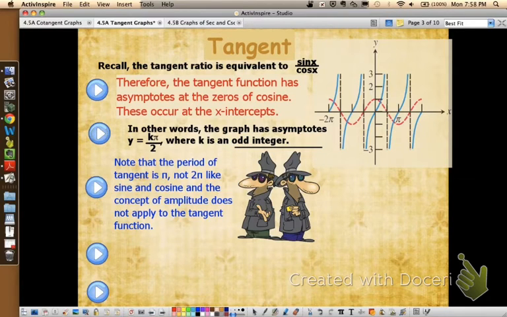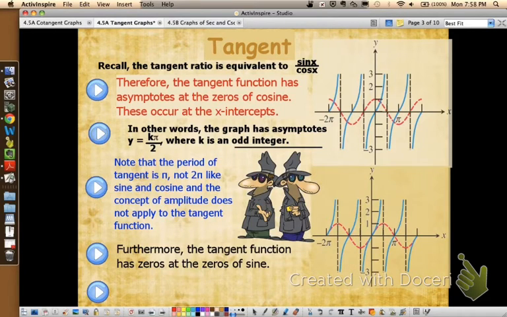The period of the tangent function is actually pi, not 2 pi, due to this fact. Because for every sine curve, you have 2 zeros. And so that's going to cut the graph in half. And so the period has been cut in half too.